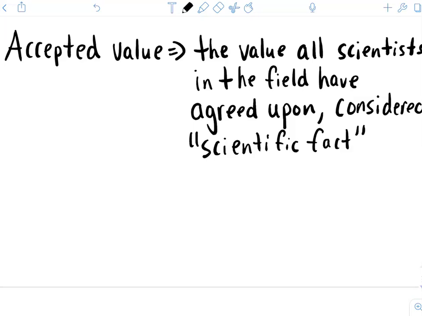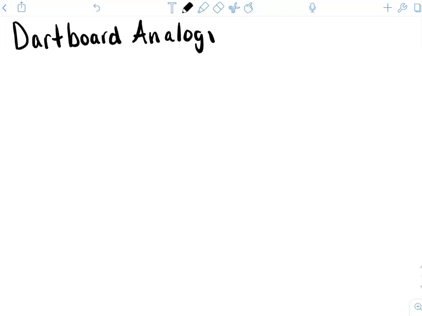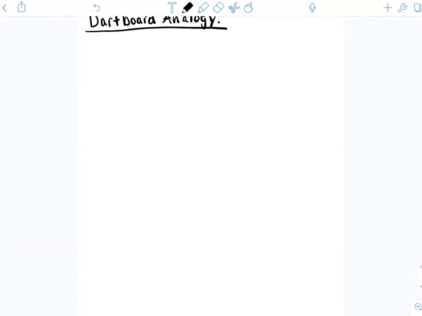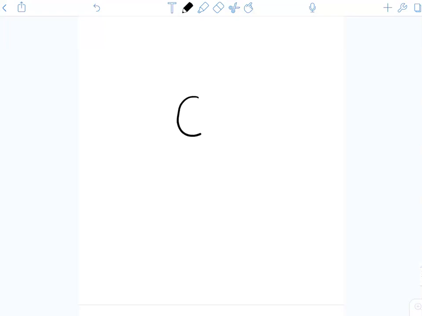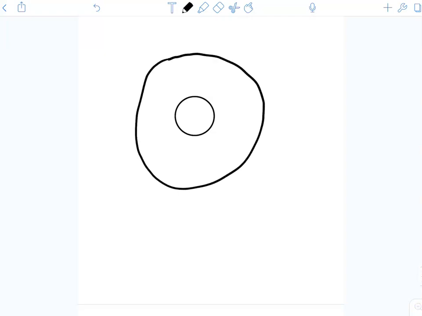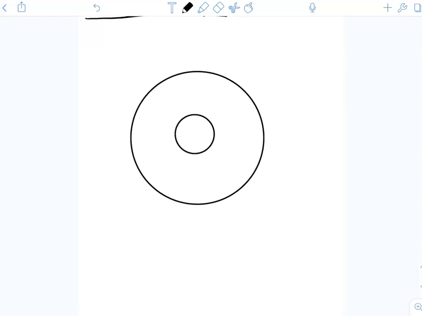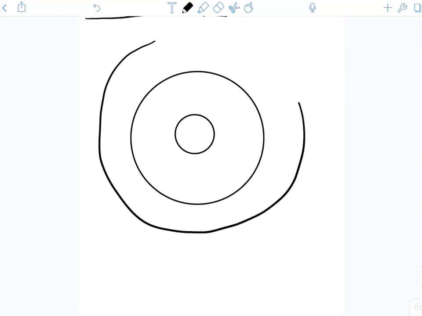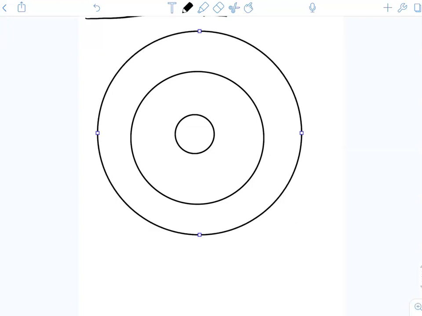And so a really great way that we can think about this is by using a dartboard. So we are going to actually draw a dartboard, and then we're going to talk about the dartboard. With our dartboard, we have our very center, which we all know is the bullseye. And then I'm going to draw two more circles around the bullseye. And again, they don't have to be perfect.